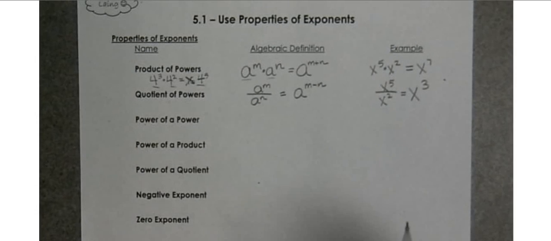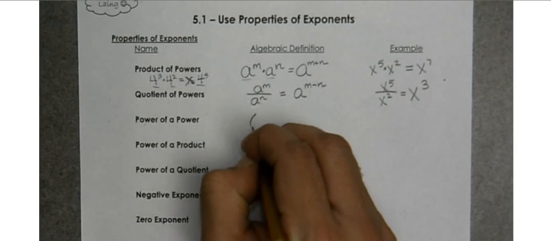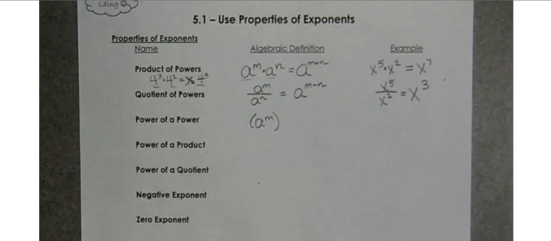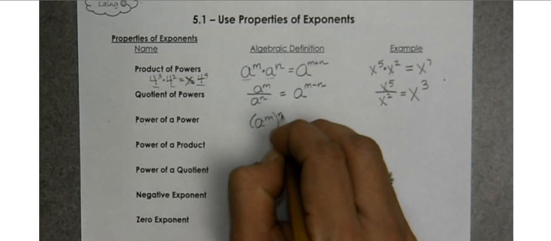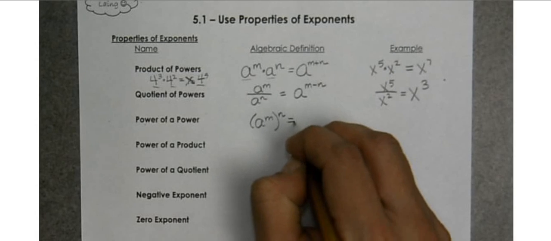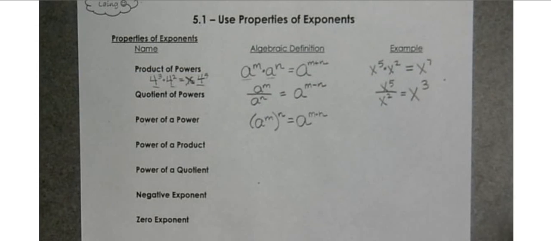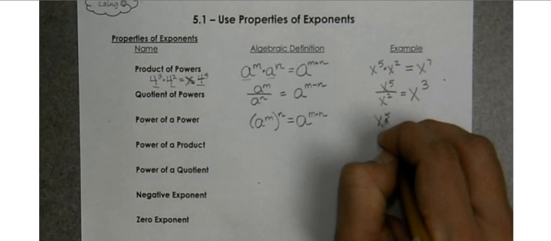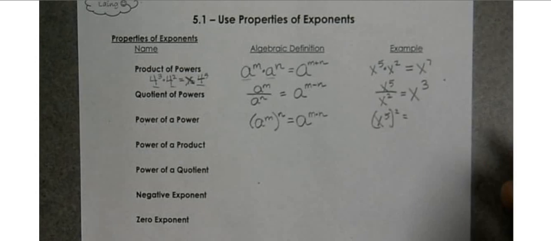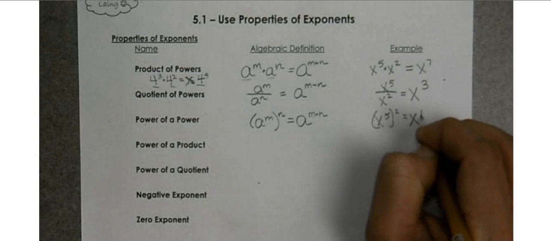Okay, power of a power. That's when you have a power, like a to the mth, raised to the nth power. What we do there is we keep the base for the time being, and we multiply the exponents together. So if we had x to the 5th squared, that would just give us x to the 10th.